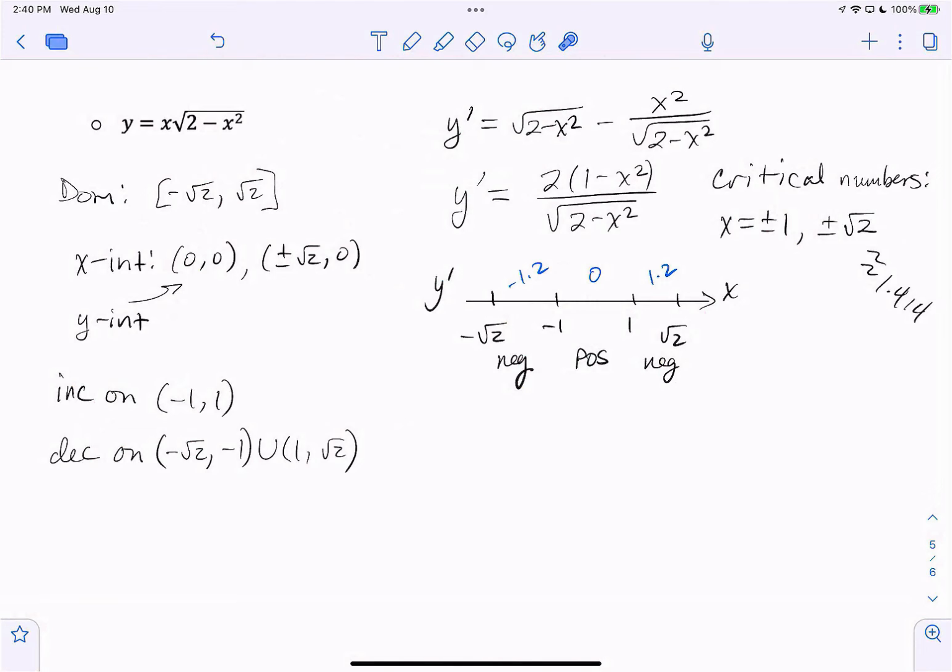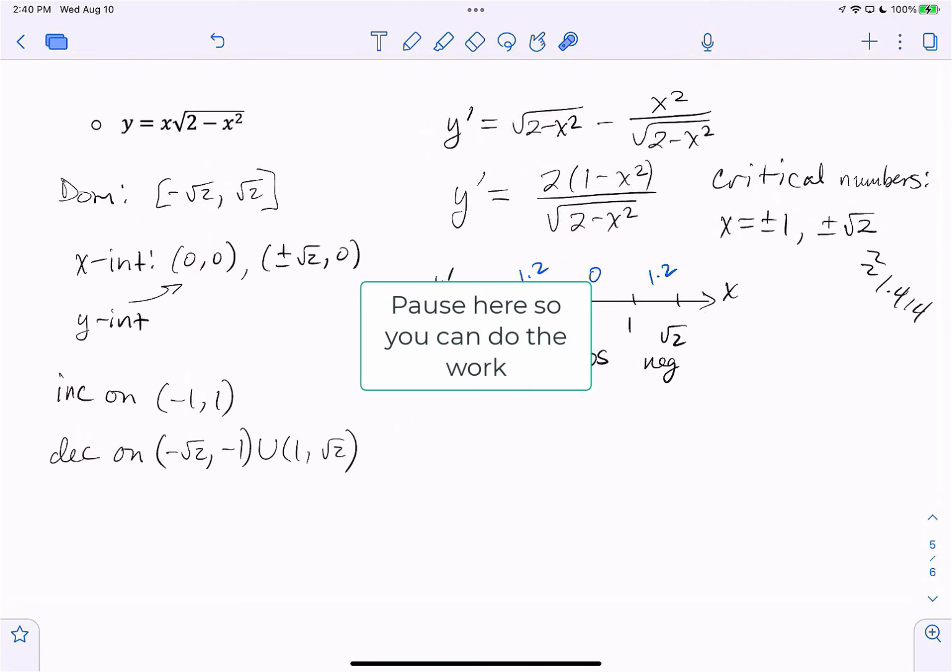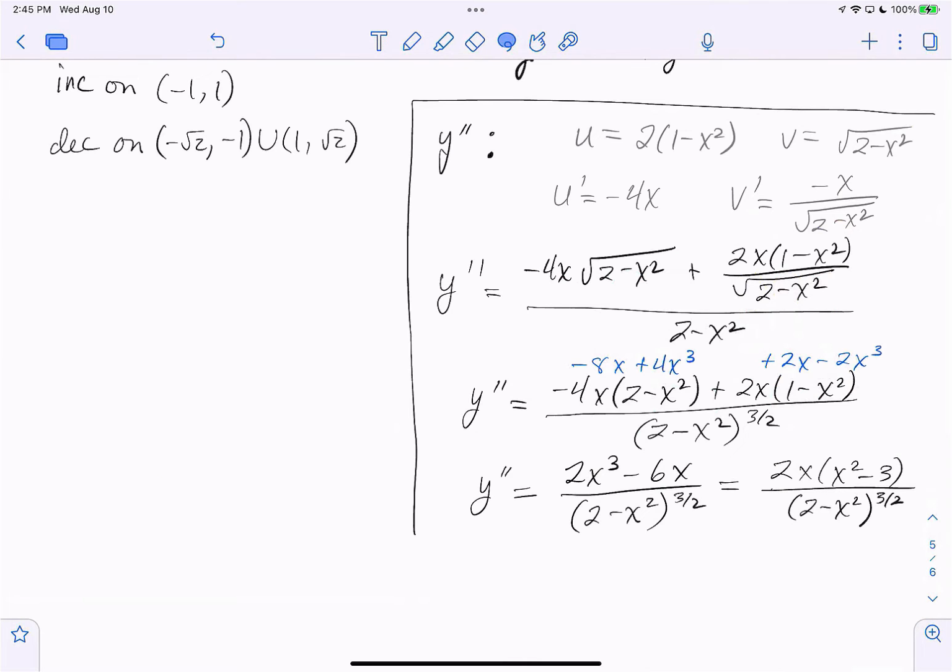And as a matter of fact, what I'd like you to do is take y prime and differentiate it, simplify it to get the second derivative, come back, and we'll talk about concavity. I've got the work that I did here, and I ended up with y double prime equal to 2x times the quantity of x squared minus 3 divided by 2 minus x squared to the 3/2 power.